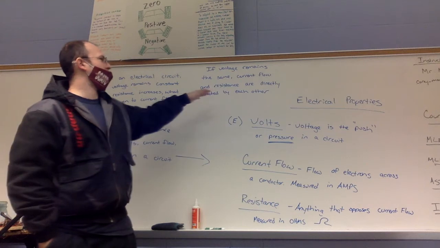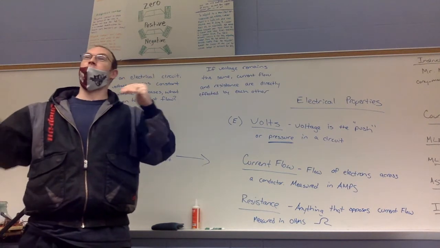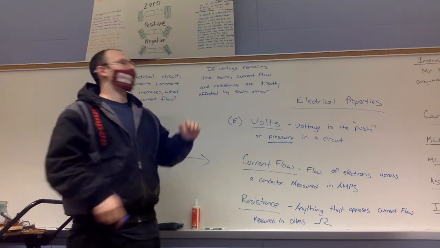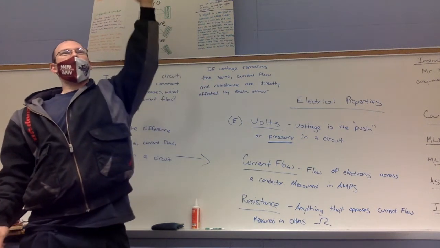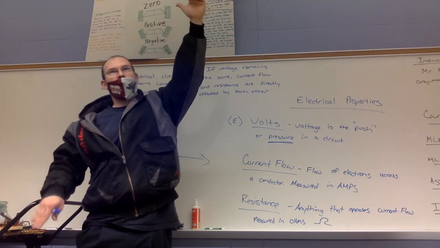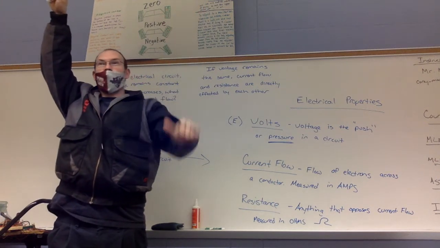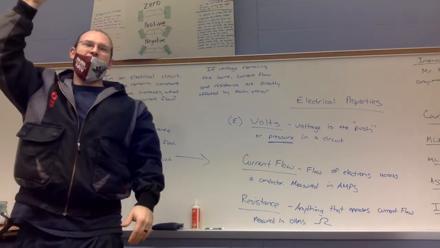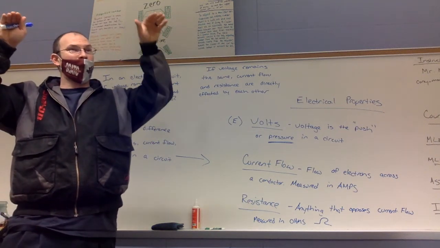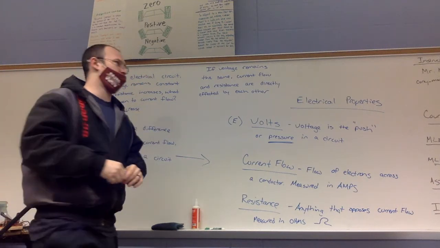Current flow and resistance are directly affected by each other. So that means that if one changes, the other one has to do the opposite. In this scenario, if current flow increases, that means that resistance has to decrease. As resistance goes up, current flow must go down. So if resistance is high, current flow is low. If current flow increases, resistance must decrease. They're directly proportionate to one another.